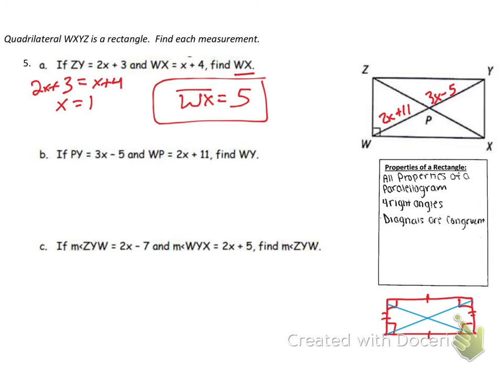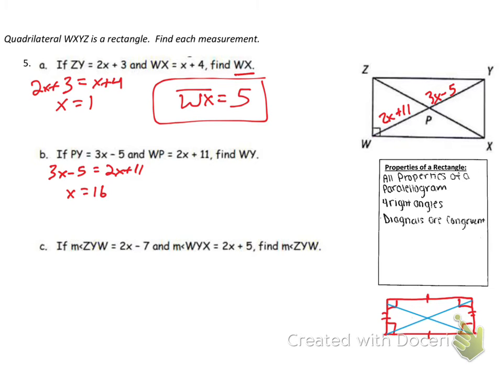So we've gotten each chunk of it. We need to find the whole thing. So again, we got to find what x equals. So 3x minus 5 is equal to 2x plus 11. And then I'm going to take the 2x over, so x. And then I'm going to bring 5 over, so x is going to be equal to 16. So then I know what x is.